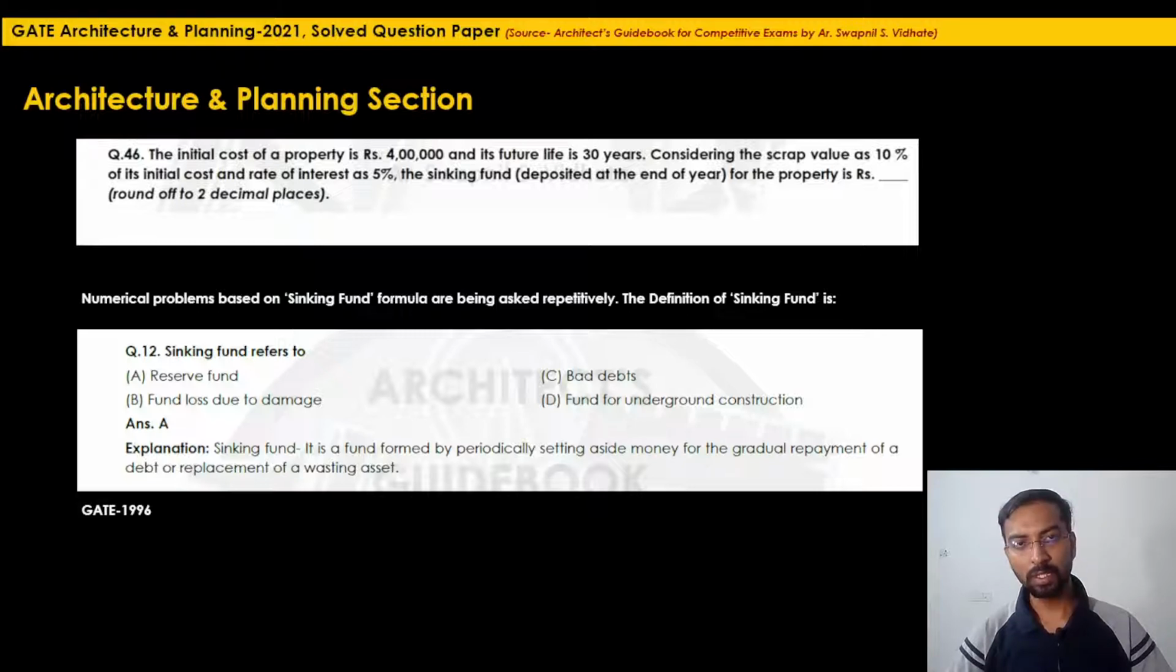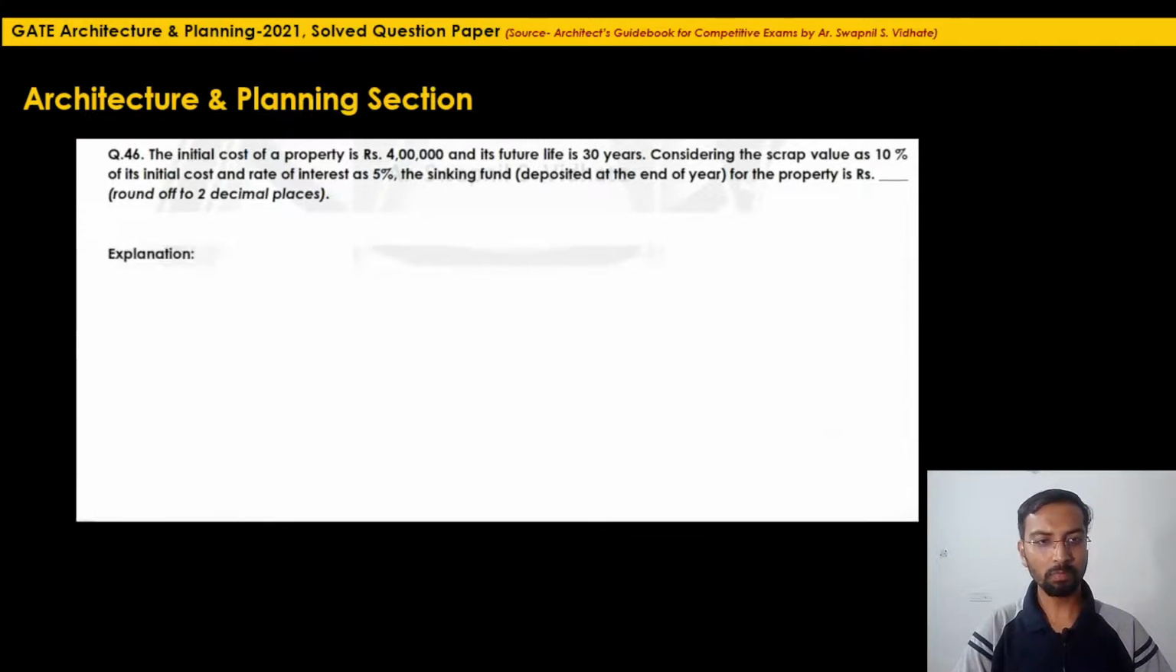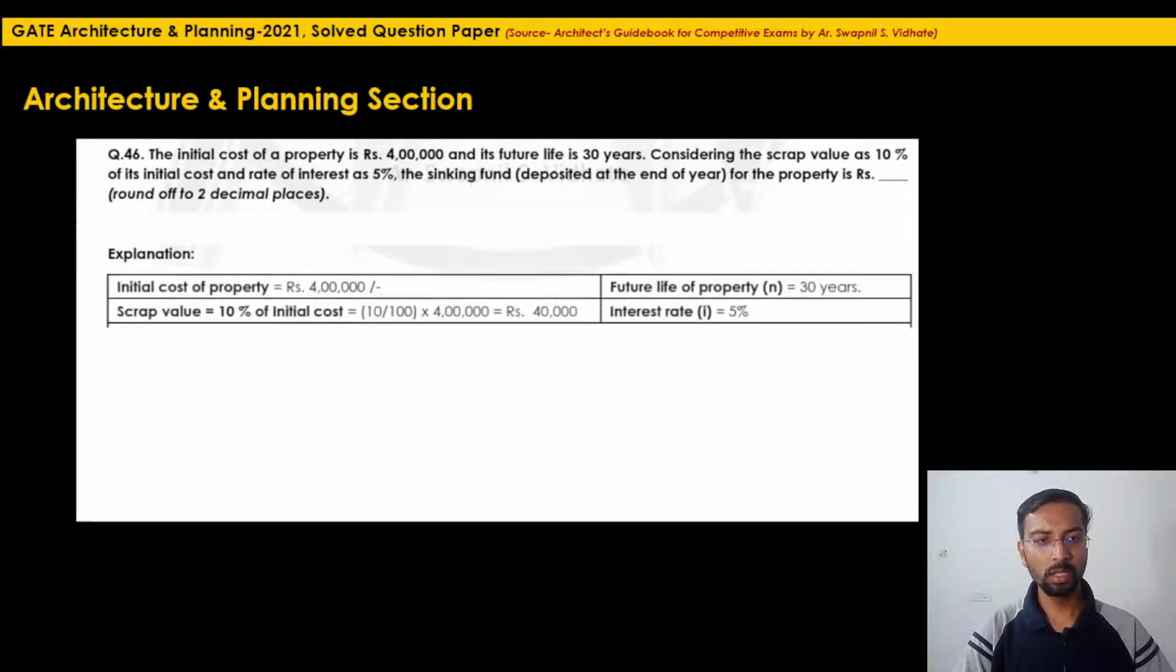So this fund is collected by all the members. If it is a multi-story building, the owner of each floor will keep aside some money, so that after the maximum life of the RCC structure, 60 years, 70 years, you can replace the entire building at that time. This is the definition they asked in GATE 1996, question number 12. So again we will come back to the question.